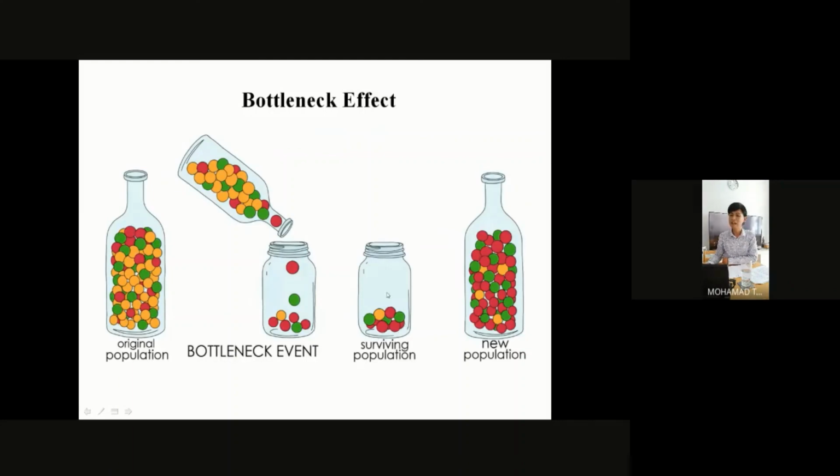Tengok, in the surviving population, tengok siapa yang banyak keluar kat sini, warna merah. Padahal tadi warna merah tu yang paling sikit. Okay, so in the surviving population, some of the alleles are overrepresented. Maksudnya dia lebih daripada yang asal. Dalam yang asal, merah sikit. Selepas natural disaster, merah banyak. So, merah ni is overrepresented. Kemudian warna kuning, keluar satu je, is underrepresented. Okay, begitu juga warna hijau lah.